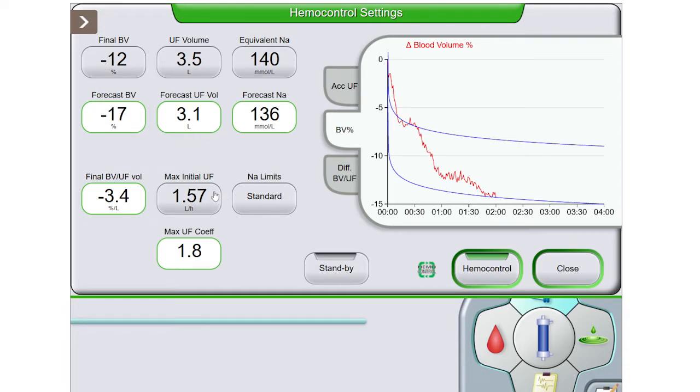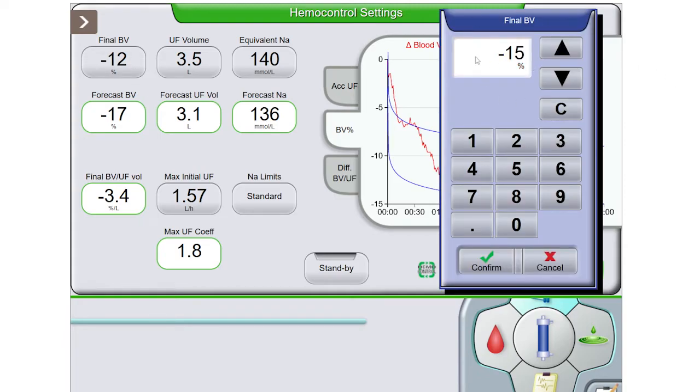So as long as she's feeling good, her blood pressure is maintained, what we're going to do is, again, lower the final blood volume. So lowering the final blood volume essentially reassures the machine and says, you're good, keep going.